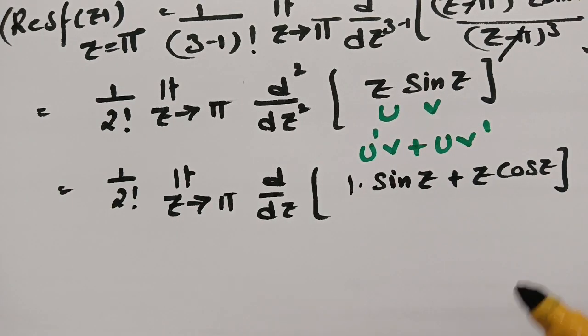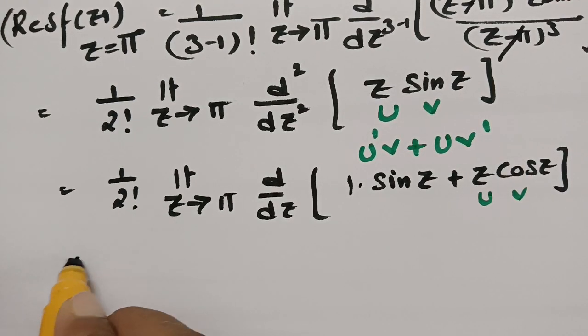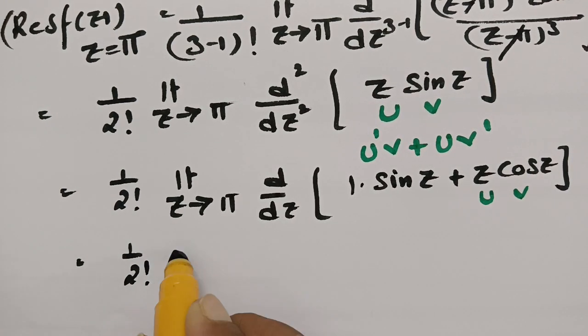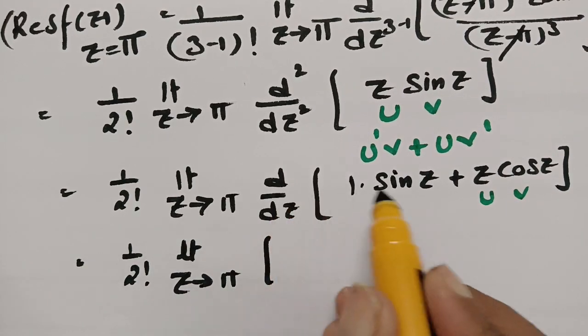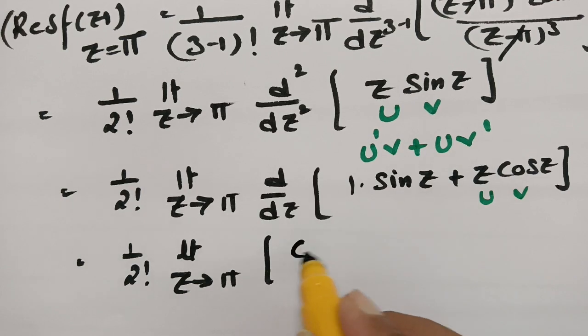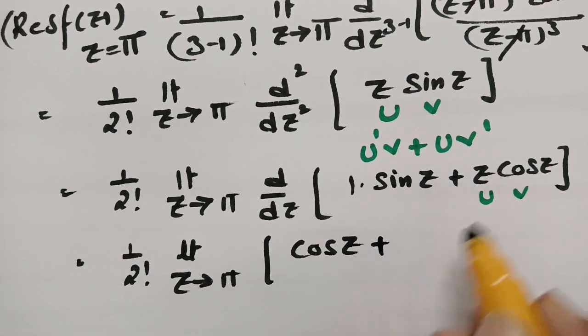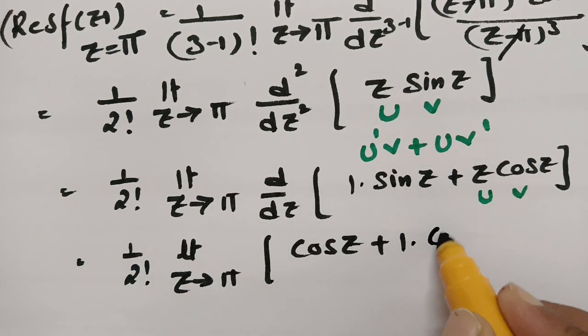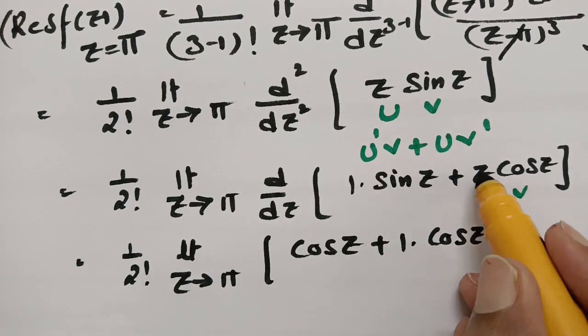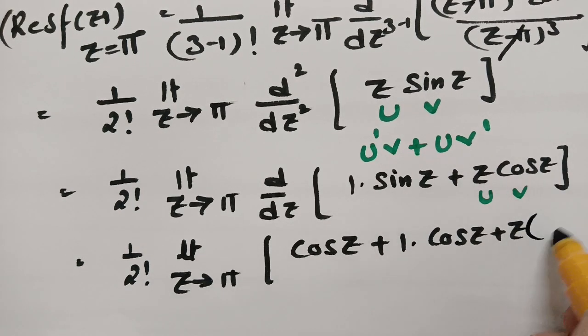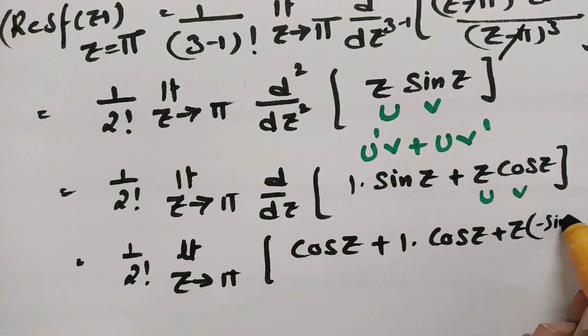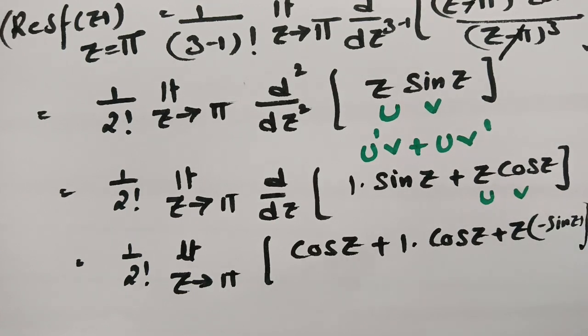Again I am applying the uv rule for this. This is u and this is v, and this will be 1 by 2 factorial into limit z tends to pi. If I apply the derivative for sine z, this value will be cos z, and for z the value is 1, and cos z I am leaving, and here z I am leaving, and for cos z the derivative is sine z. Clear?